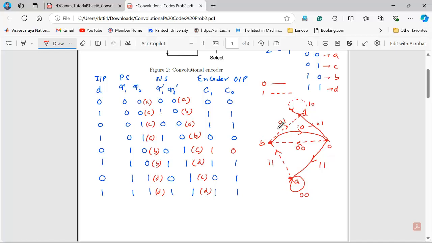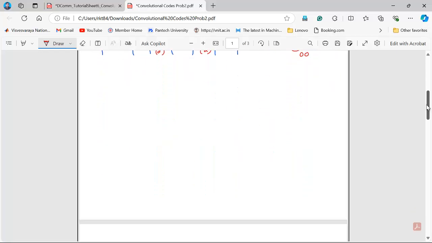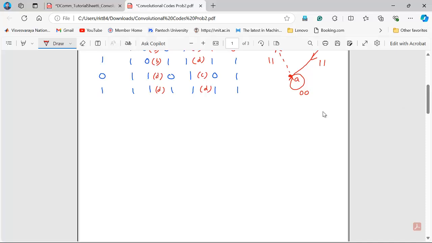Now with the help of this state diagram we can draw the trellis diagram. The trellis diagram is an alternate representation of the state diagram. Let's see how we can draw that. For that, you will simply write the states. I am drawing the trellis diagram, and this is the state diagram.